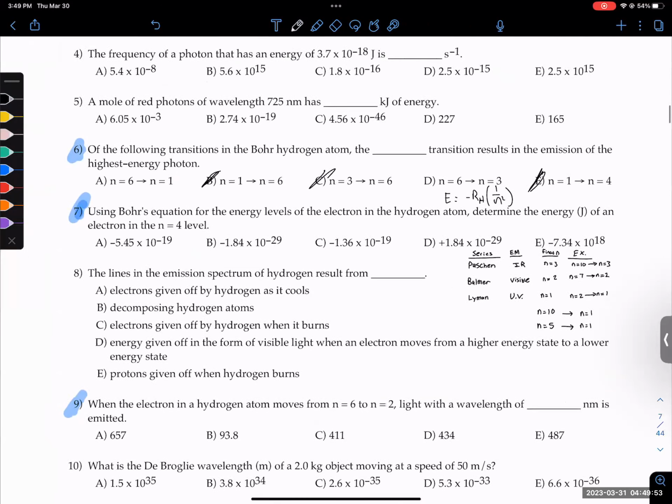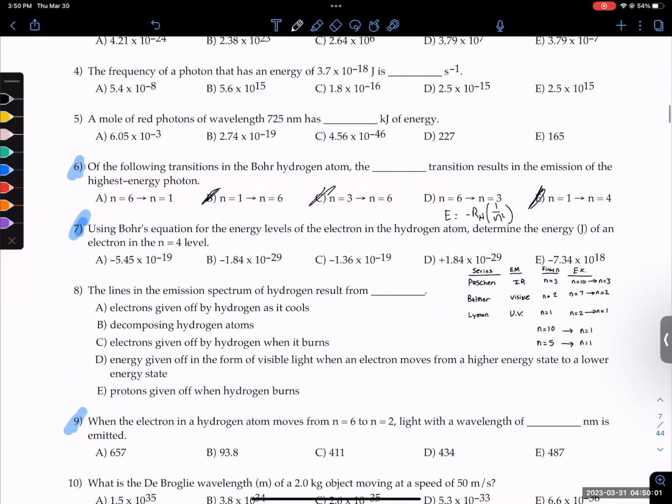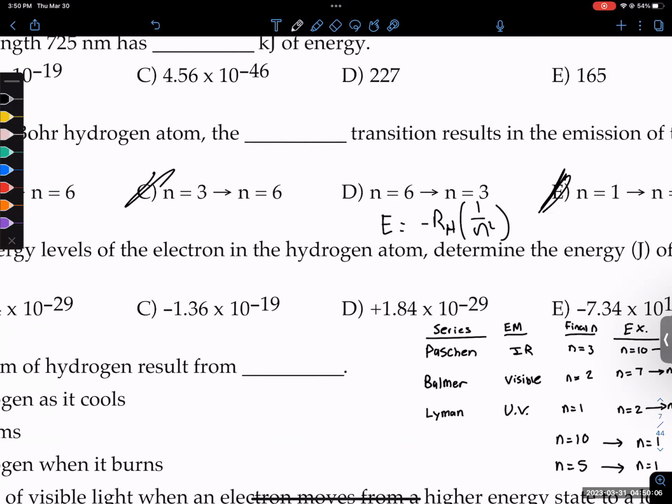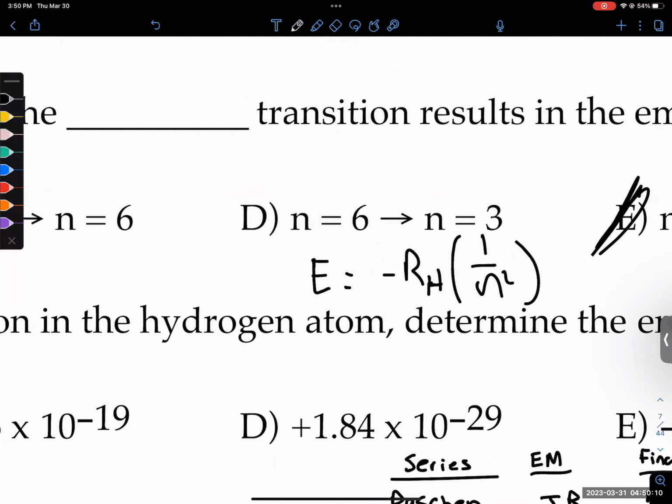Let's do question 7. Using Bohr's equation for the energy levels of the electron in the hydrogen atom, determine the energy in joules of an electron in the n equals 4 energy level. Okay, and you're going to do that by this equation right here. E equals negative RH times 1 over n squared, where n equals the energy level, and then your Rydberg constant is going to be equal to RH.